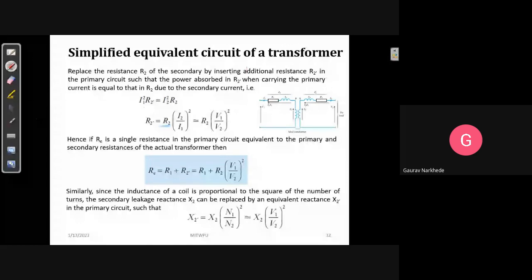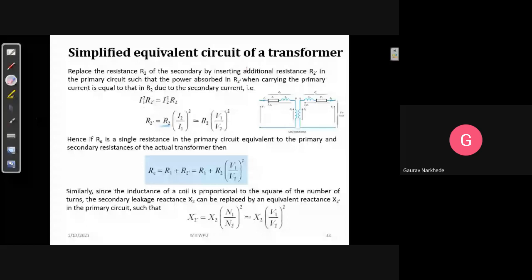Now, what happens? You know there are two loops. दो लूप है ना, इनपुट का अलग लूप है, आउटपुट का अलग लूप है. सो इनपुट और आउटपुट का अगर अलग लूप है तो फिर दो लूप हो गए. Now if I want to have a single loop then I should have the simplified equivalent circuit. So how can I draw the simplified equivalent circuit?